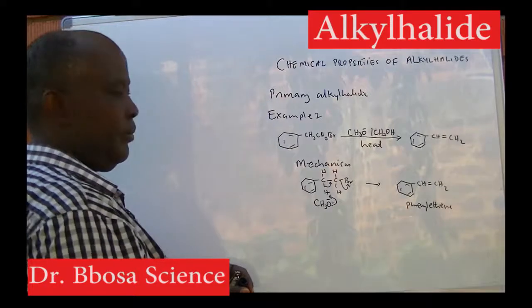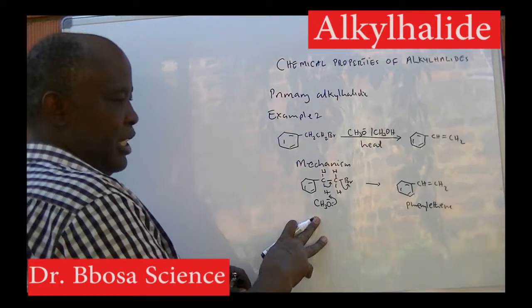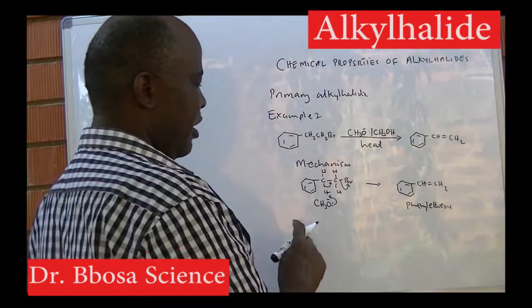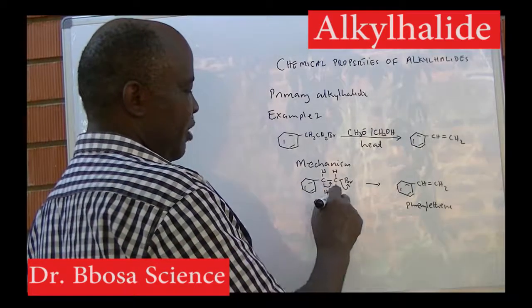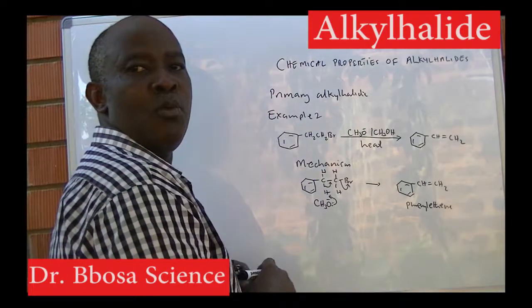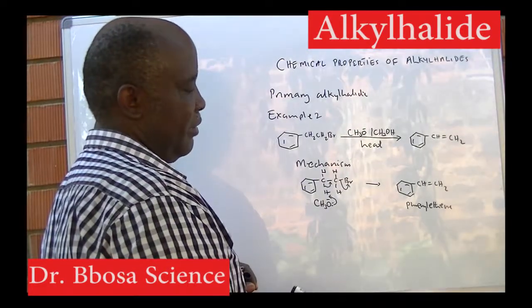The mechanism is still described as E2, elimination bimolecular, because the slow step involves the methoxide ion and then the bromoalkane.